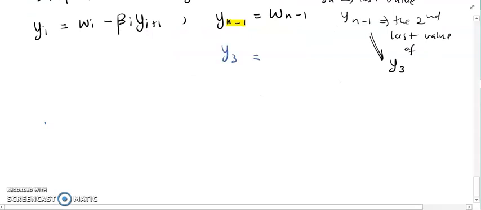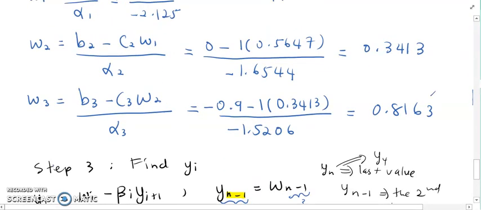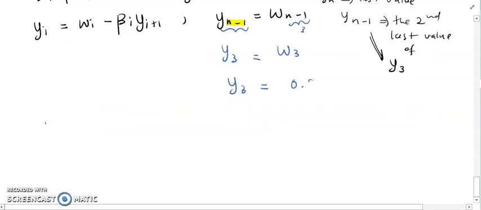So y3 is equal to, because this n minus 1 is equal to 3, so for this w, n minus 1 also equals 3. So y3 equals w3. So the y3 value is this value, 0.8163. So we have solved for the first y value. y3 equals 0.8163.